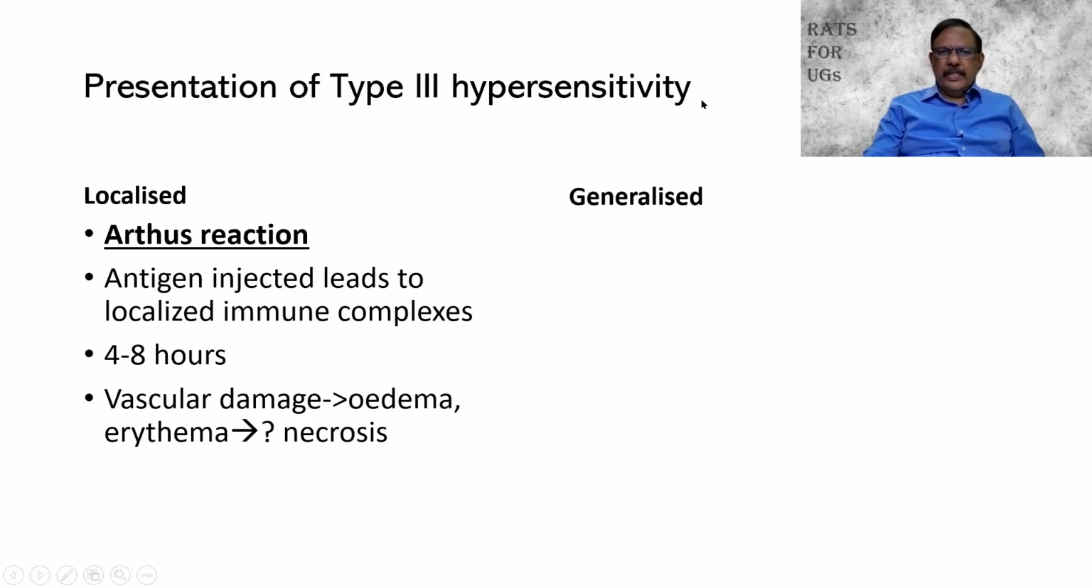The type 3 hypersensitivity is divided into two types. One is localized, the other is generalized. The localized is otherwise called the R.A.T.S phenomenon, after the sir whose picture we saw earlier. An antigen is injected, it leads to localized immune complexes. After 4 to 8 hours, there is a vessel damage, edema, and even necrosis. This is an R.A.T.S reaction or a phenomenon. This can be a question by itself.